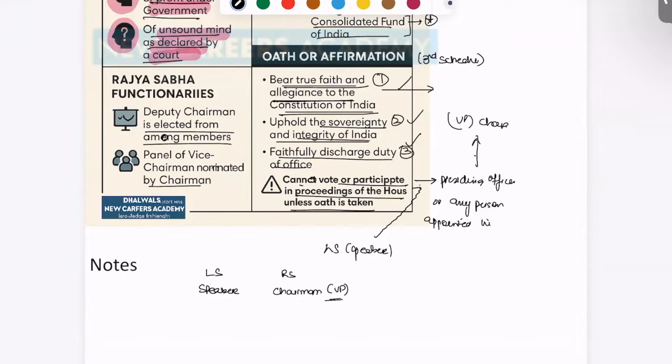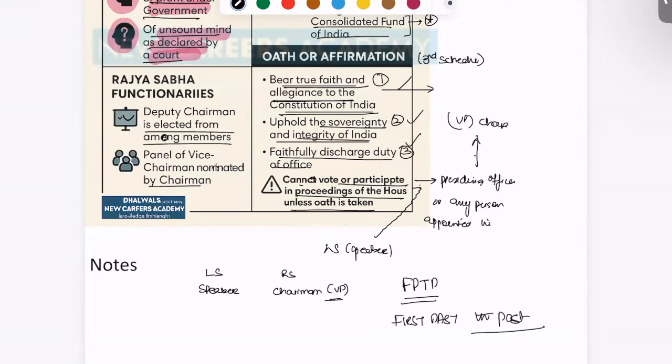So an MP, how do you become an MP? Let me give you the process. I fight an election. In India, the elections are first past the post system. Which one is it? First past the post. So whosoever wins the election, no matter what percentage he gets, he becomes an MP.